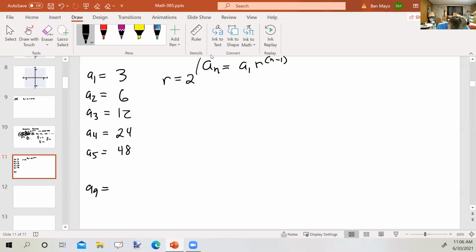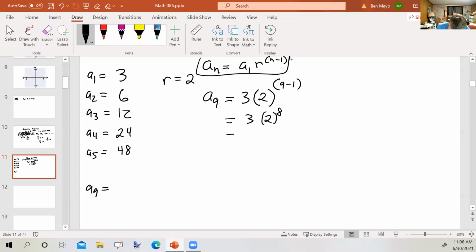A sub 9, I'm going to use this formula. A sub 9 is a sub 1, which is 3, times the common ratio, which is 2, raised to the power n minus 1, or 9 minus 1. Now, before I go on, does anybody have any questions where I got any of those numbers from? Okay, so then this would be 3 times 2 to the 8th power.